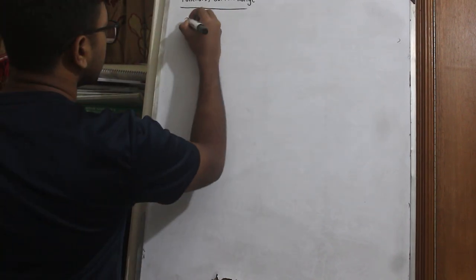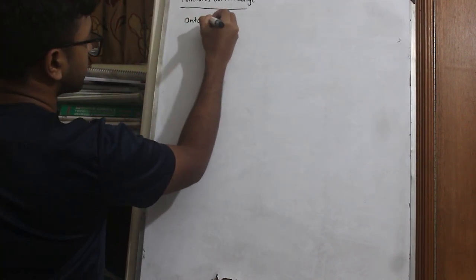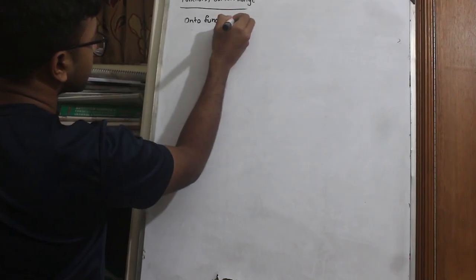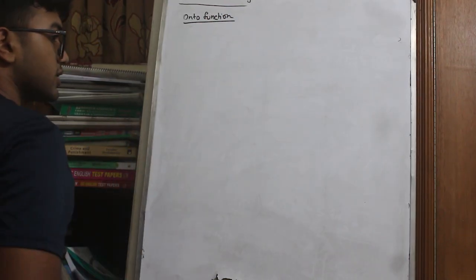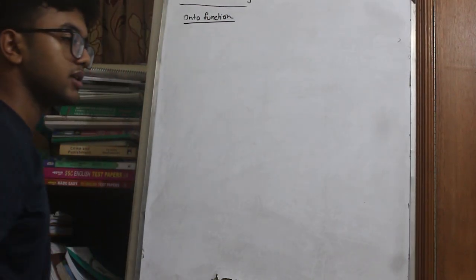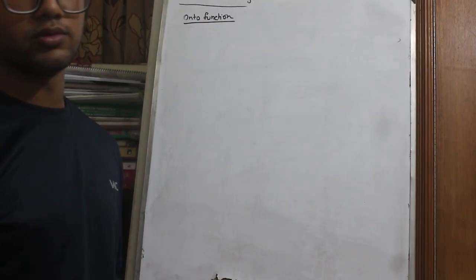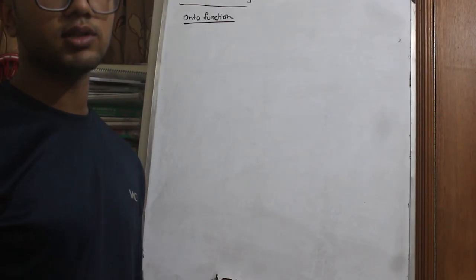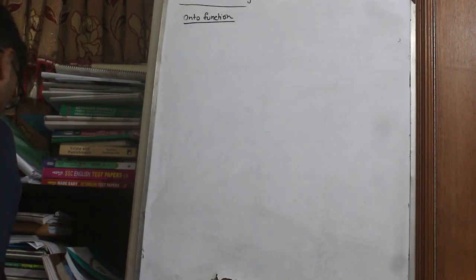Okay, onto function. I'm sorry. Onto function. What are onto functions? An onto function is basically one where the set of which the range of elements is equal to the codomain is called an onto function.